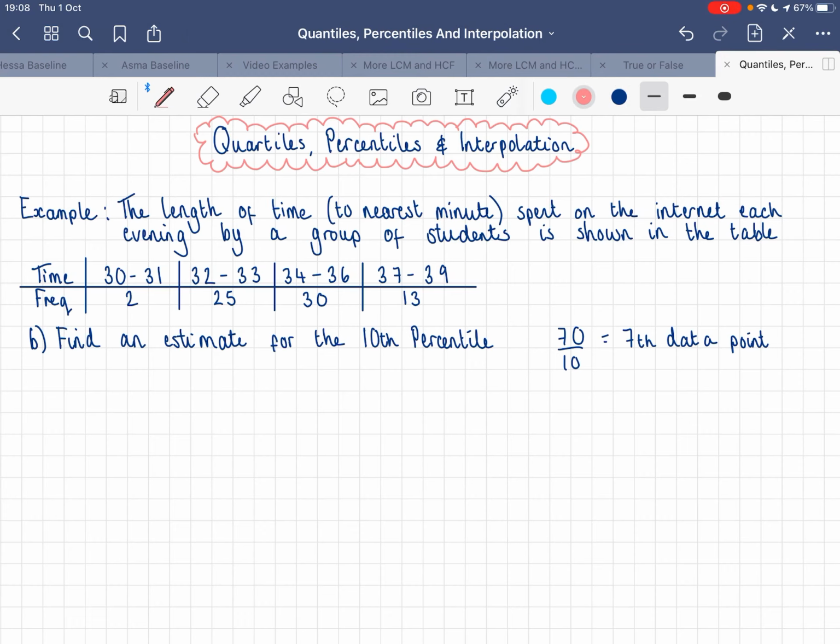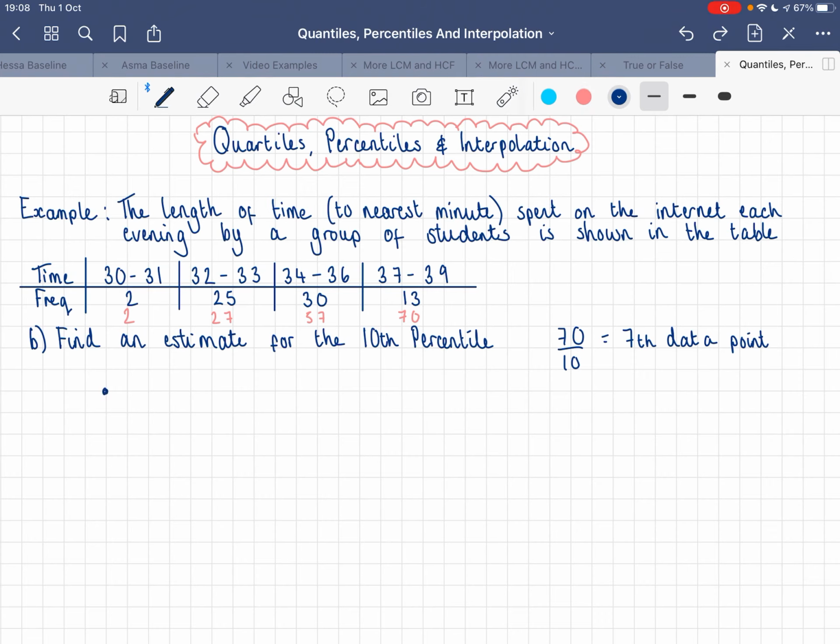So again, think of your cumulative frequency. We've got 2, 27, 57, 70. Our 7th data point is going to be in that second interval. It's going to be somewhere between 32 and 33. Use the diagram again. I like the diagram. It helps me make sense of it in my head.